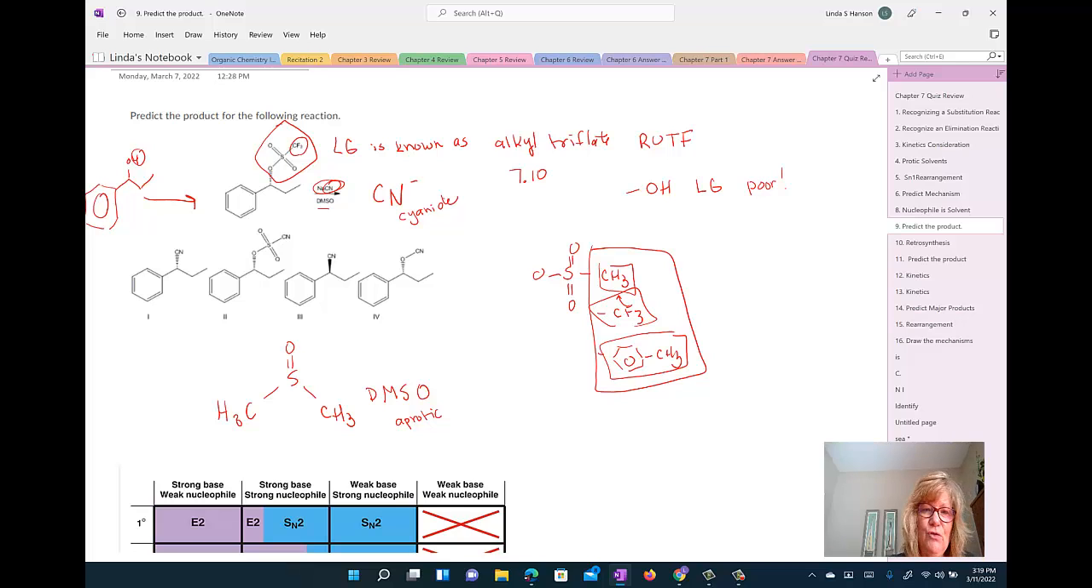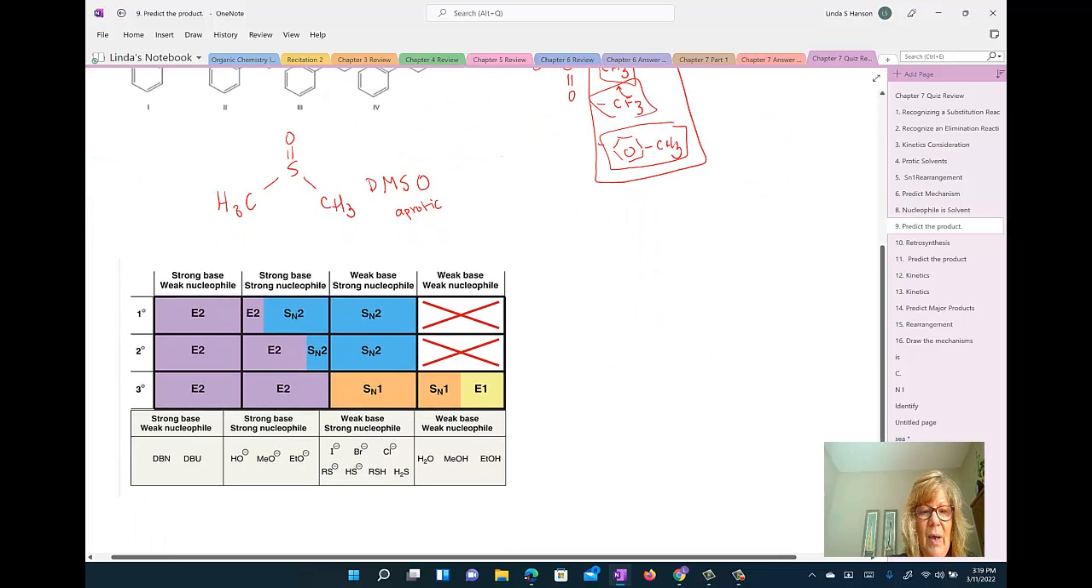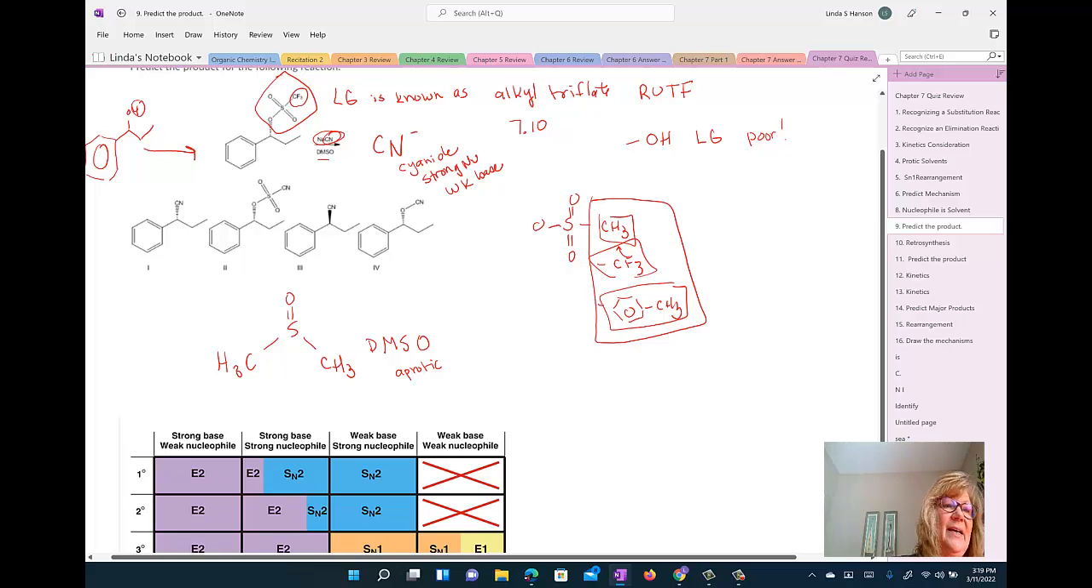Since you can see that we have a strong nucleophile and a weak base, that's what the cyanide is. So if you think about where that would fall, a weak base, strong nucleophile, cyanide falls into that category. And you can look at that then and say, well, that's going to be an SN2 mechanism because we had a secondary substrate, weak base, strong nucleophile, SN2 mechanism. Therefore, we have to have inversion.